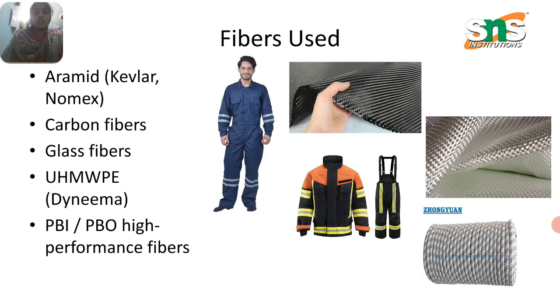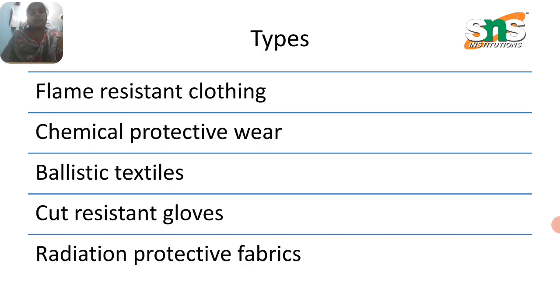So what are all the fibers used? Aramide, which is having Kevlar and Nomex, carbon fibers, glass fibers, UHMWPE, that is Dyneema, and then PBI or PBO, high performance fibers. What are all the types we used in protective textiles? First, flame resistant clothing, which is resisting the fire. Next one is chemical protective wear, mainly used in the chemical or industries field. Ballistic textiles, cut resistant gloves.